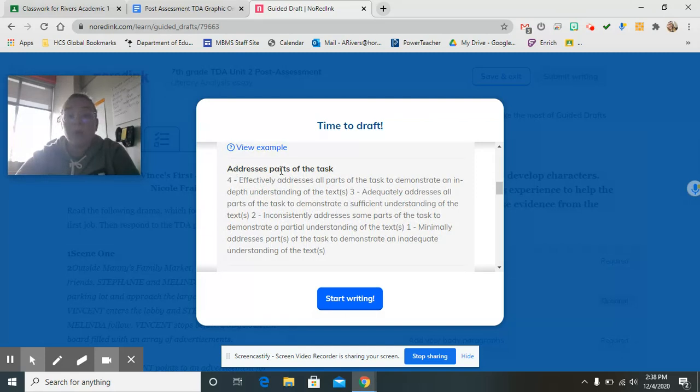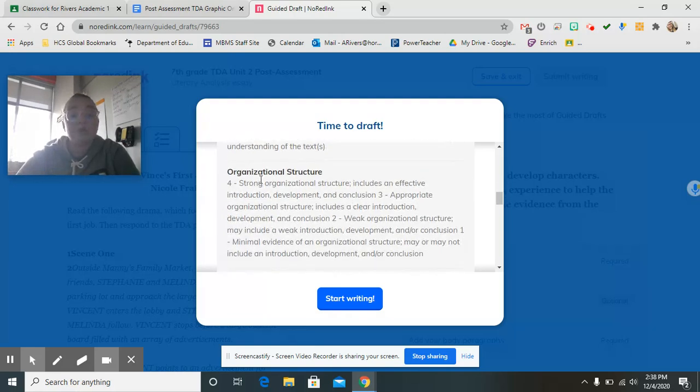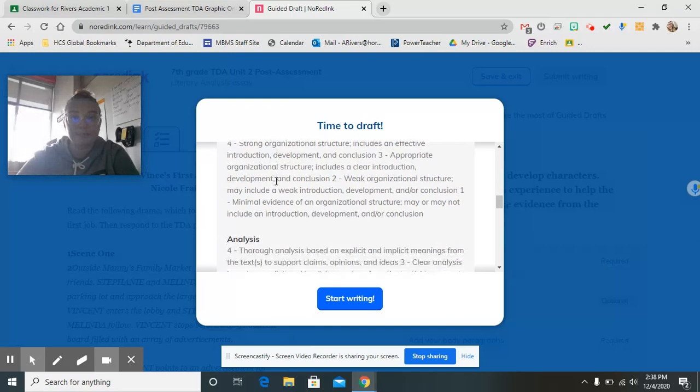You address all parts of the task. You're answering all parts of the prompt. Remember, we talked about that. You have a strong organizational structure. You have body paragraph 1 and everything about body paragraph 1 in body paragraph 1 in the correct order. Topic sentence, evidence, explanation. Body paragraph 2, topic sentence, evidence, explanation. Body paragraph 3, topic sentence, evidence, explanation. It all goes in that order very nicely.